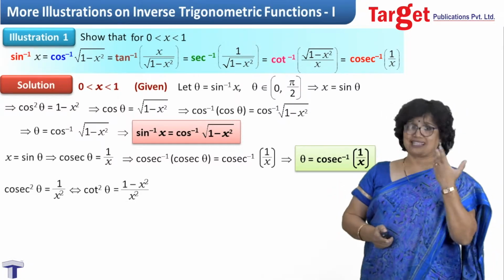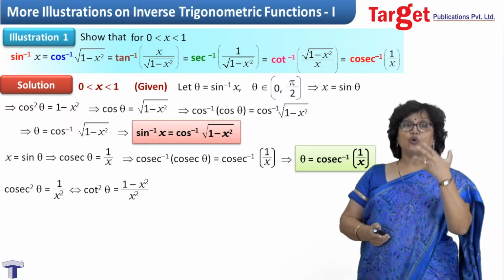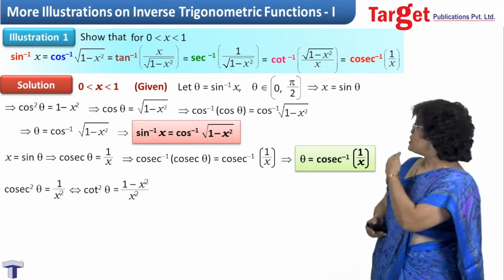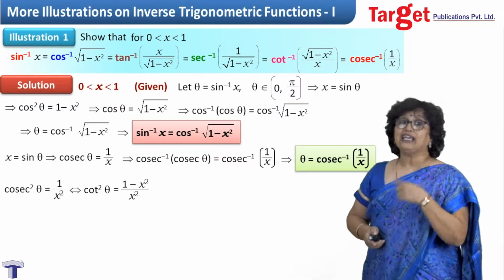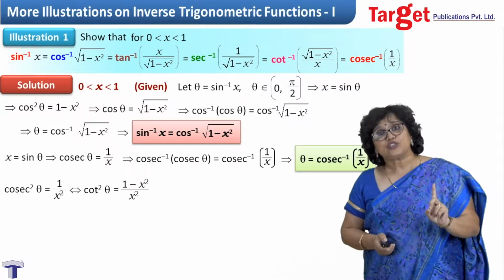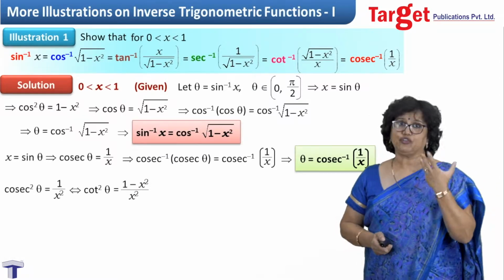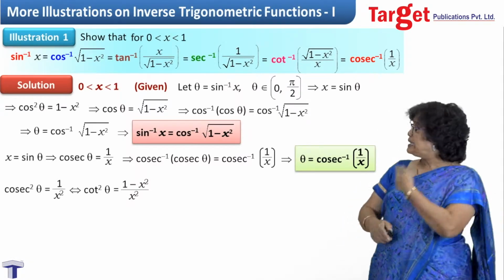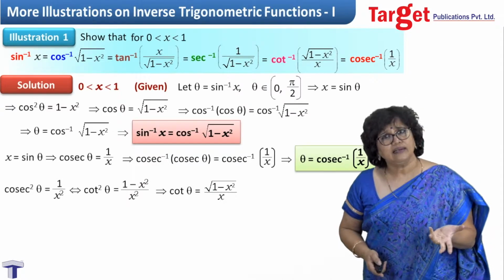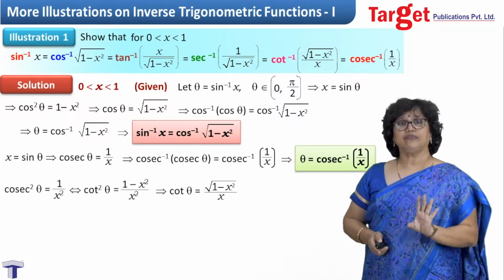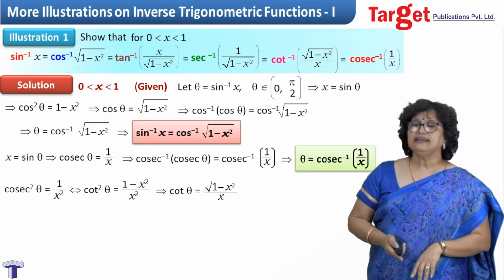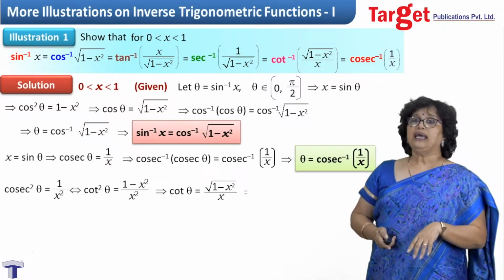Now, what could be my next attempt? Suppose I have to go for cot. I make use of this cosec square theta, which is 1 by x square. And from here, I try to write cot square theta. How do I write straight away? I hope you all remember. 1 plus cot square theta is cosec square theta. So from there, I can write cot square theta, and it turns out to be 1 minus x square upon x square. Go for cot theta, and I pick up the positive square root. Why do I do so? Because theta is in 0 to pi by 2. I'm free to do that, because cot theta is basically positive.